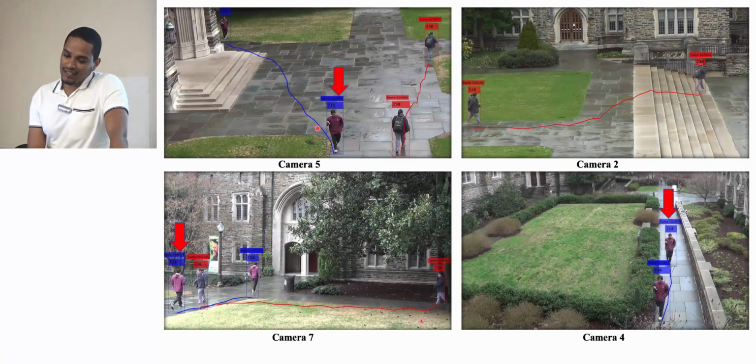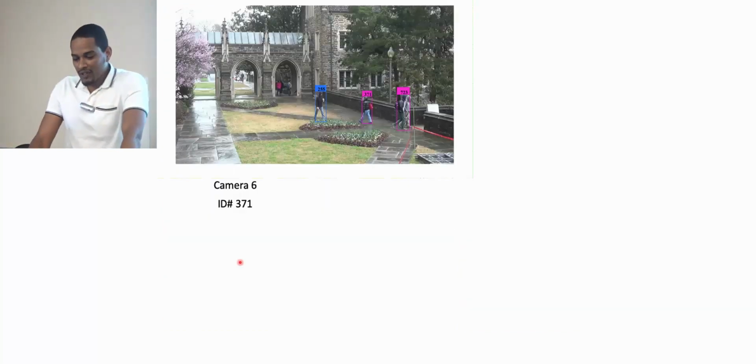In this case, as you can see, this guy appears in these 3 cameras: camera 5, 7, and 4. Even though he appears in a different pose, we are still able to give him the same label as he appears in all the cameras. Similar to this woman. Some more examples.